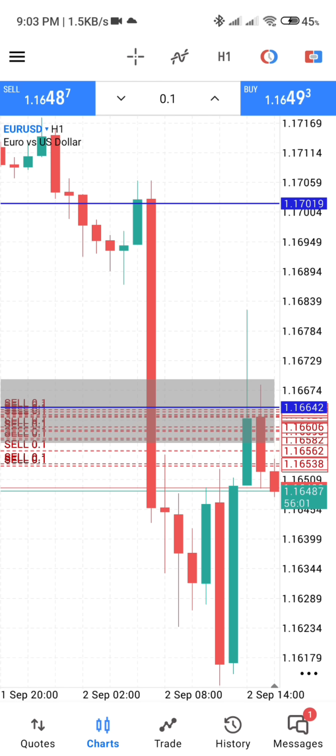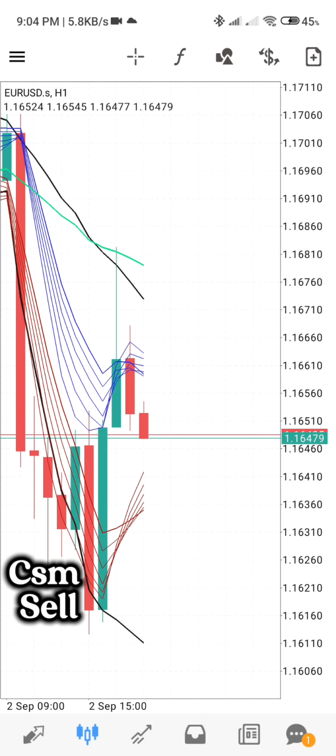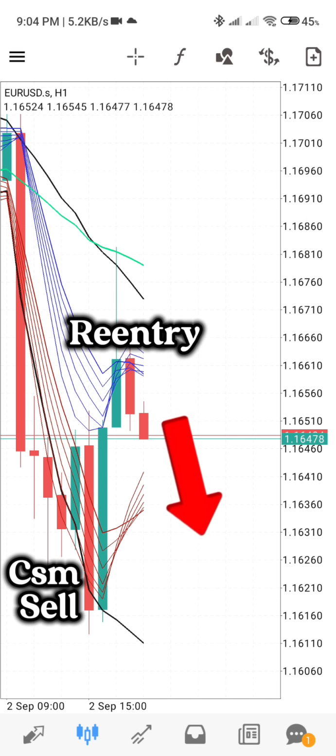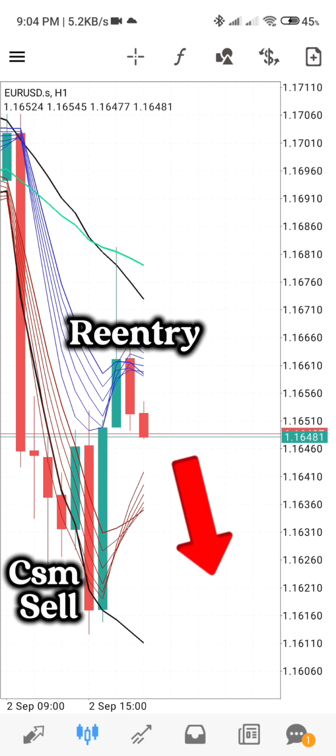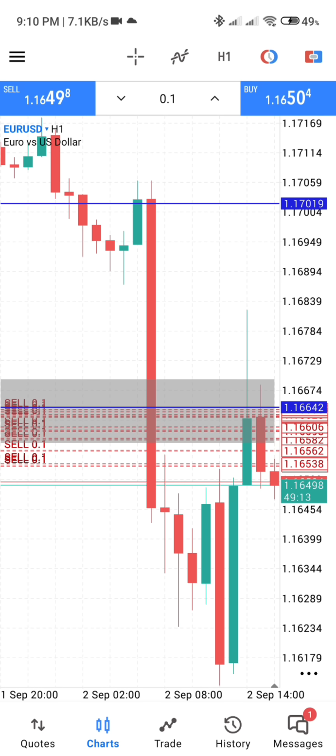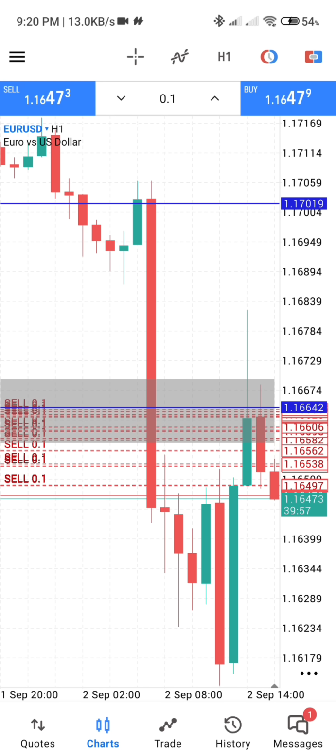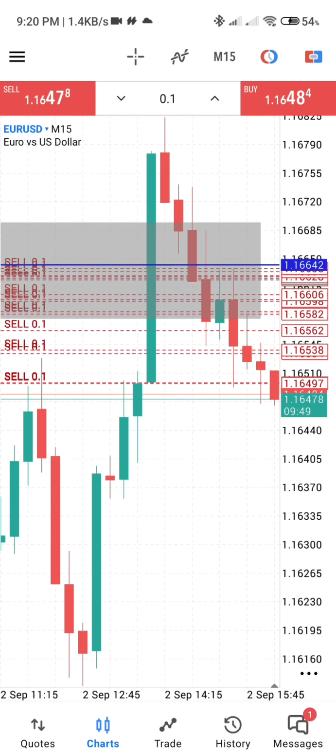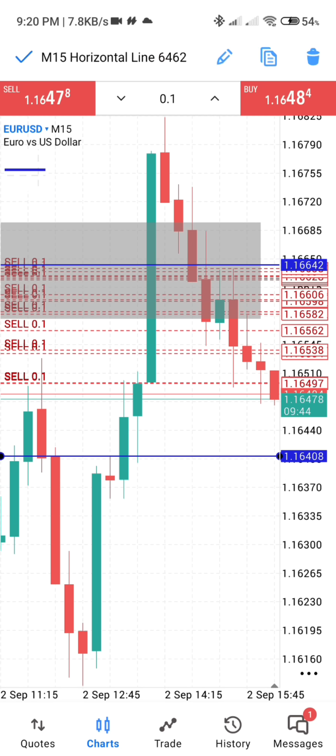So support and resistance is the strategy which is used by banks or institutions, so you must learn it. Moving forward, there is a CSM sell on H1, and if there is a CSM sell, there will be a re-entry. So that's a good confirmation on BBMA. We have added a few more layers. Now we will wait for the nearest demand zone for our TP, or we can hold it until a new lower low.